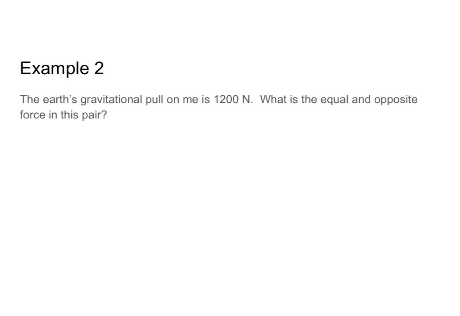So let's look at a second example. The Earth's gravitational pull on me is 1200 newtons. What is the equal and opposite force in this pair? So the equal and opposite force in this pair is my gravitational pull on the Earth, which is going to equal 1200 newtons.